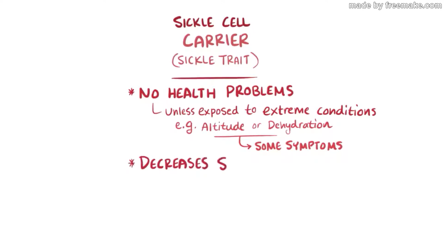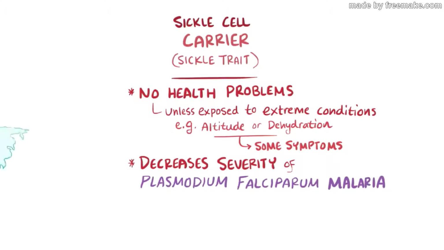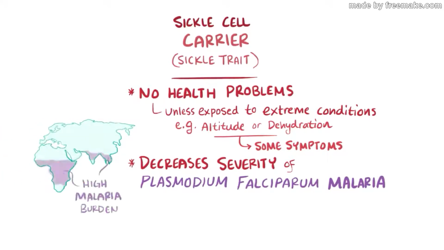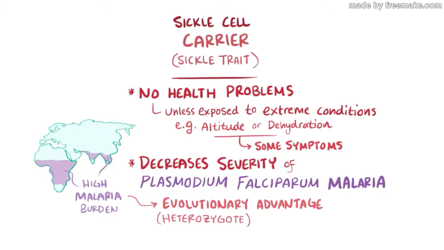What it does do is decrease the severity of infection by Plasmodium falciparum malaria. So in parts of the world with a high malaria burden, like Africa and pockets of southern Asia, those with sickle trait actually have an evolutionary advantage. This phenomenon is called heterozygote advantage, and its unfortunate consequence is a high rate of sickle cell disease in people from these parts of the world.